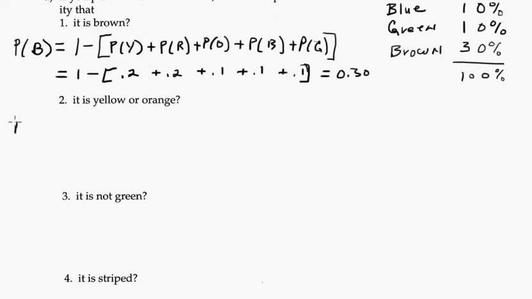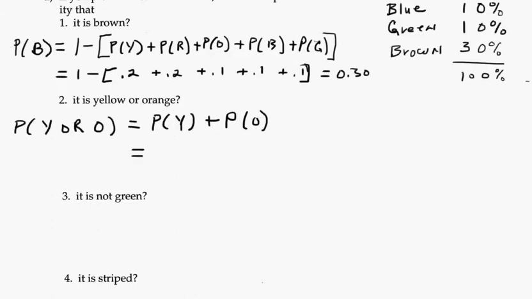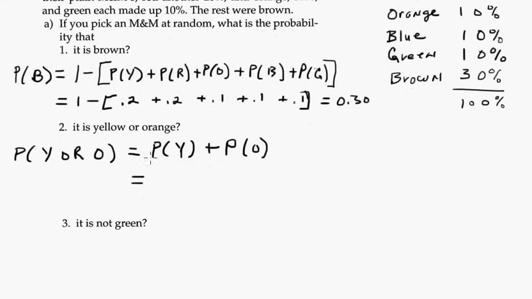Now, what's the probability of yellow or orange? Well, or is an addition, so that's the probability that it's yellow plus the probability that it's orange. And if we could subtract off the probability of both, but it can't be both. That would be 0, so we don't need that. The probability of yellow, I believe, was 20%, and orange is 10%. So 0.20 plus 0.10 equals 0.30.